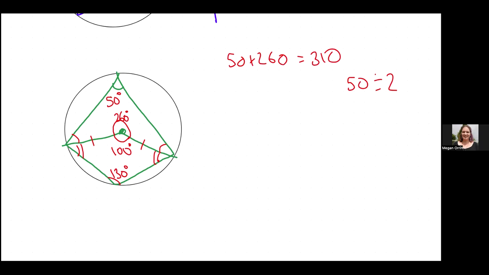I can do the same with this, right? I've got 130 plus 100, which gives me 230. How many degrees do I have left? 130. Divide that by 2 gives me 65, because these are both radii. Oh, that's a good point. They might not be. I've drawn that weirdly, haven't I?